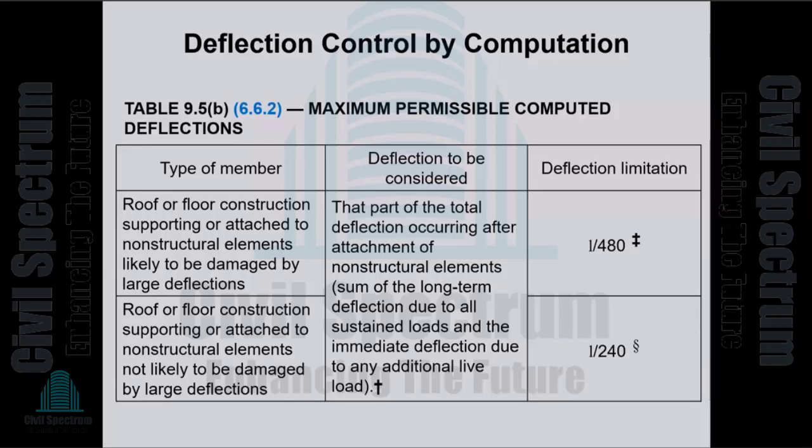As soon as you attach the non-structural elements, there will be immediate deflection due to the additional loads. And so you take that plus the long-term deflection due to all sustained loads. Sustained loads will be dead loads, could be superimposed dead loads, or some of the superimposed live load, whatever is sustained, the long-term deflection due to that.